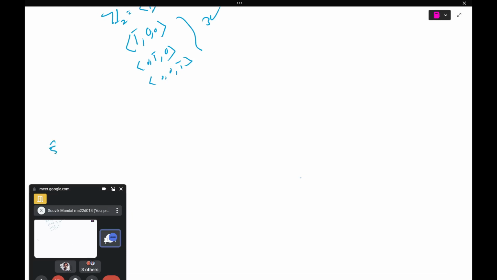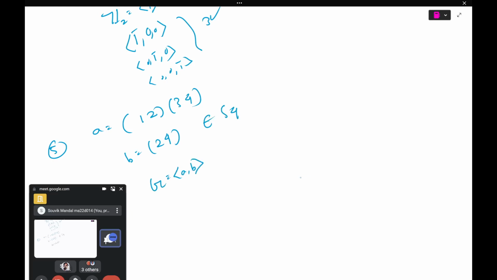So there is one problem for the assignment. This is number 5 problem with three parts. A is (1 2)(3 4), and B is (2 4). Everything is an element of the symmetric group, and G is the subgroup generated by A and B. Then G is isomorphic to what? First option is dihedral group of order 4. Second option is dihedral group of order 8. Third option is symmetric group S3. Fourth option is A4. So think about the answer.